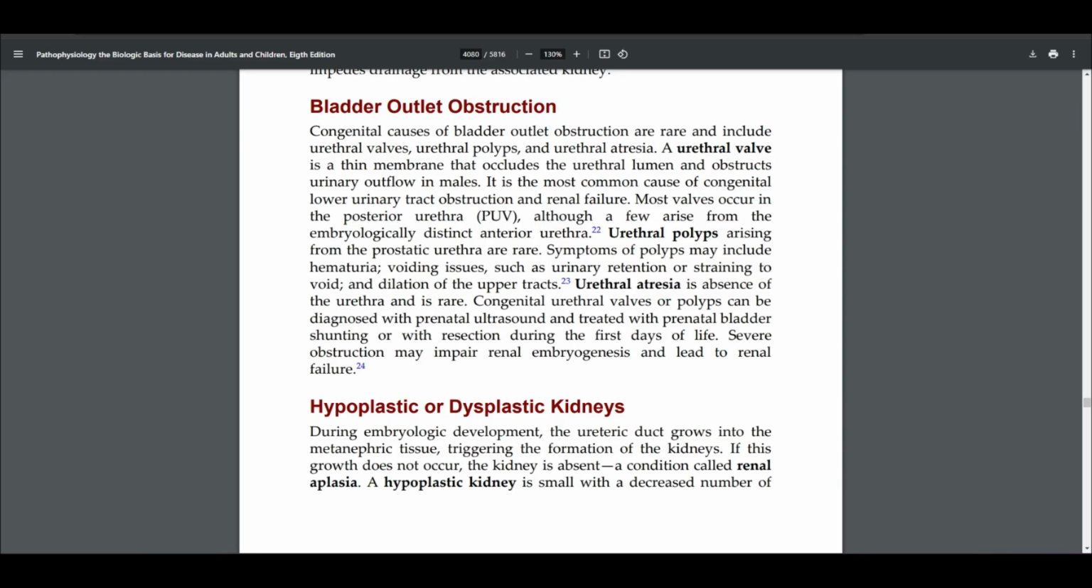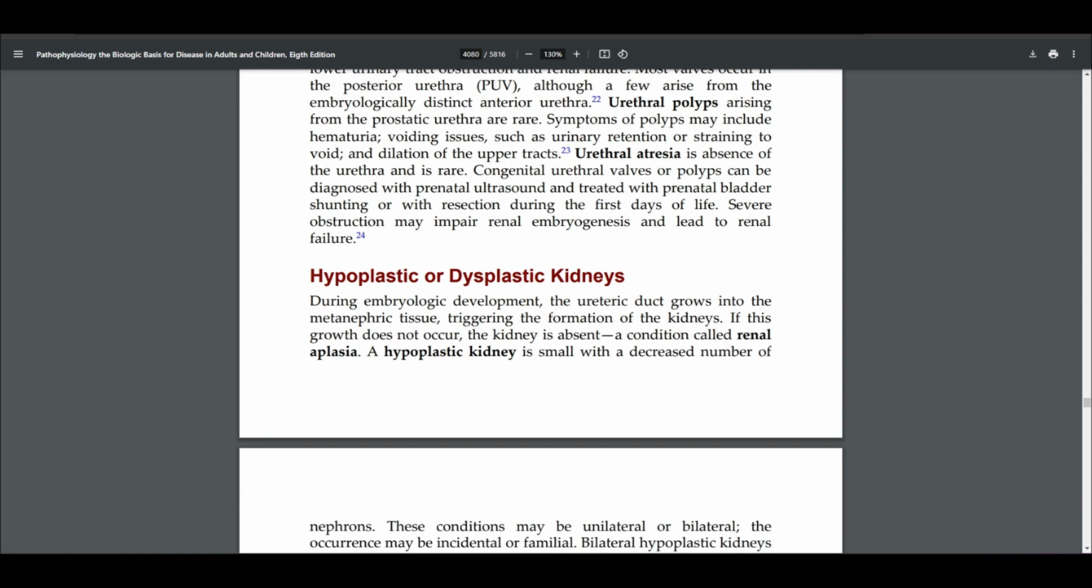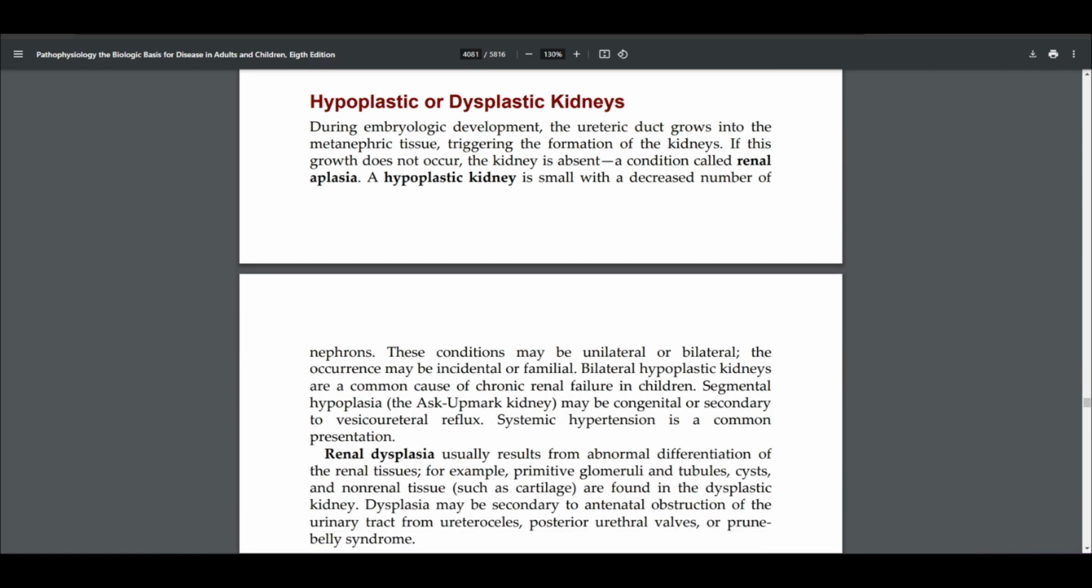Congenital urethral valves or polyps can be diagnosed with prenatal ultrasound and treated with prenatal bladder shunting or with resection during the first days of life. Severe obstruction may impair renal embryogenesis and lead to renal failure. Now, hypoplastic or dysplastic kidneys.